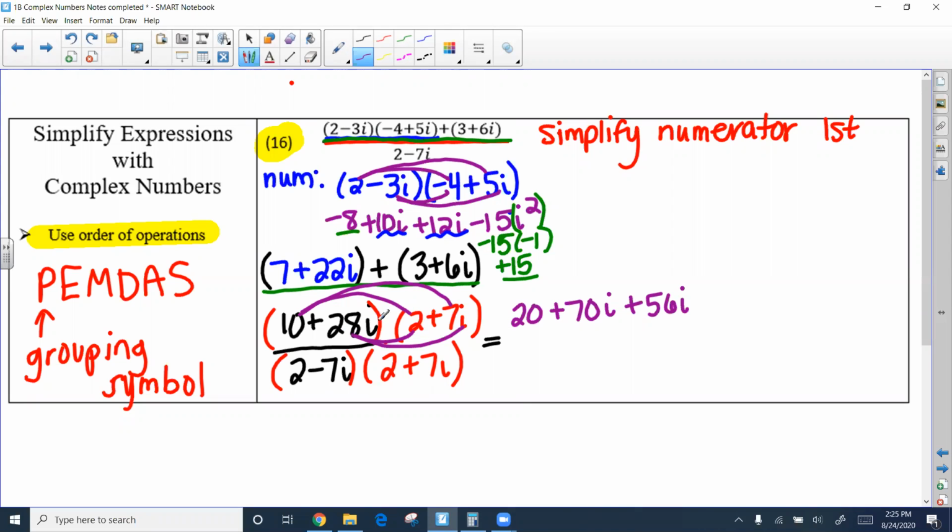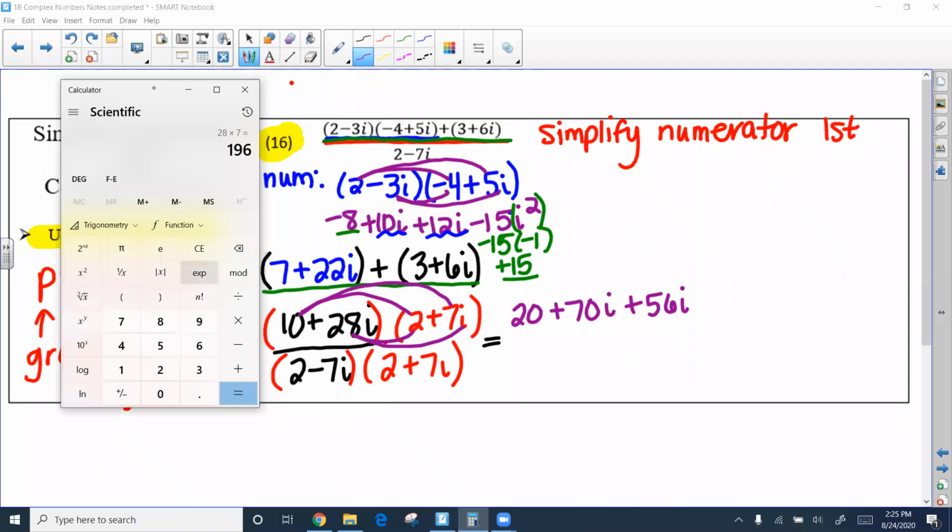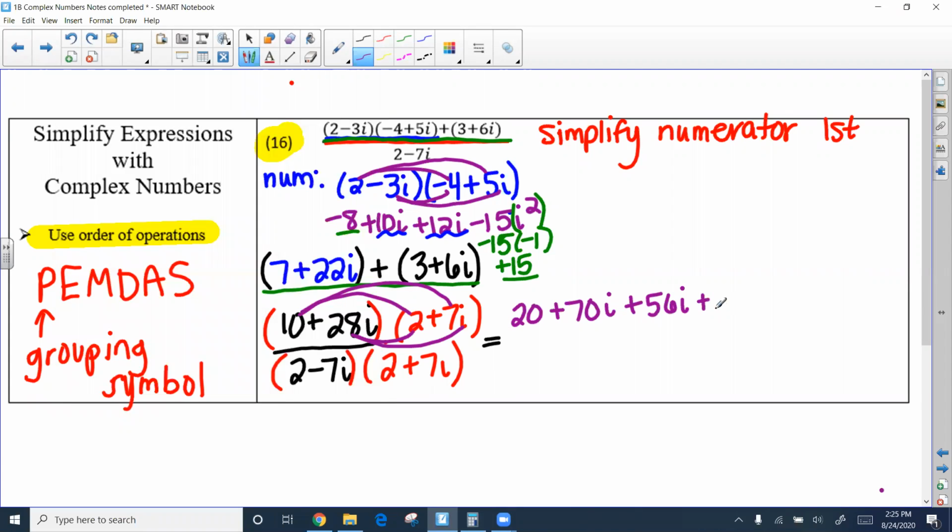Now this one, I have to do 28i times 7i. I don't know what that is offhand, kind of a big number, so I would just use the calculator to multiply the 28 times 7, which is 196. And I know that's going to be 196i squared.